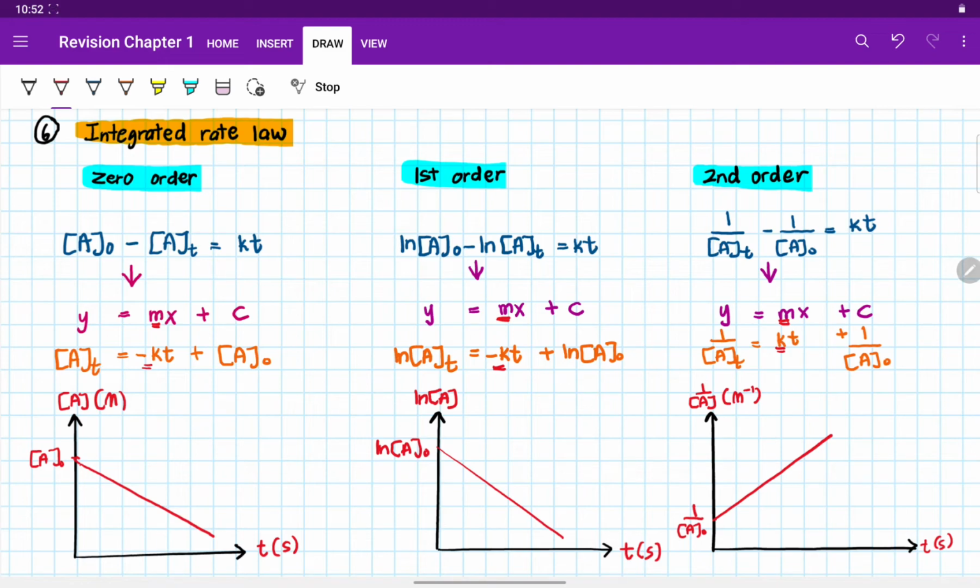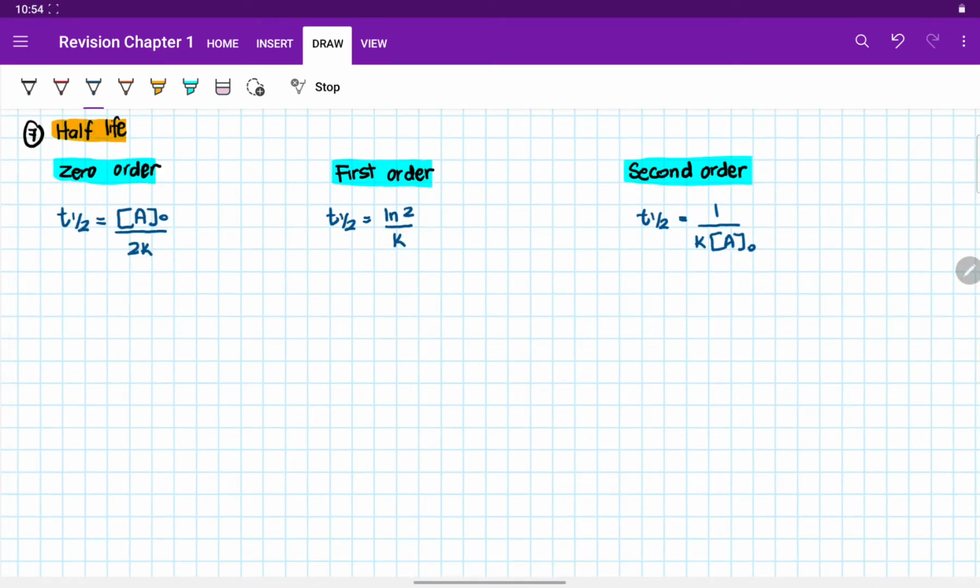So, this is the integrated rate law that I have combined with our linear graph method. Okay, now the next one, we will look at half-life. These are the three equations for the three orders of reaction. For zero order, half-life is A0 over 2K. First order, half-life equals ln 2 over K. And second order, half-life equals 1 over K times A0, the concentration of A0 here.